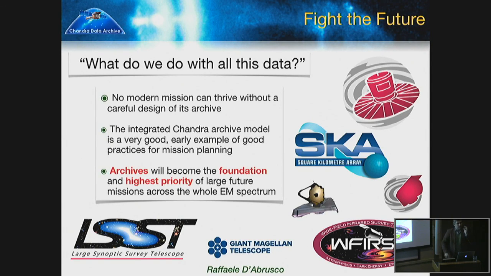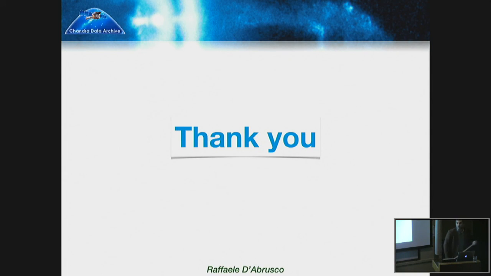And actually, the model that's been used to design and implement the Chandra archive is a very nice early attempt to address this problem. It's working fine, and so it's a very good example of where we should start from in looking at the next generation of astronomical archives. And that's one thing that, when you start looking at the inside, becomes really relevant and compelling. Are we ready to go to the next generation of observational facilities? And how can we, as archives, get ready for that? And that was my last slide. Thank you.